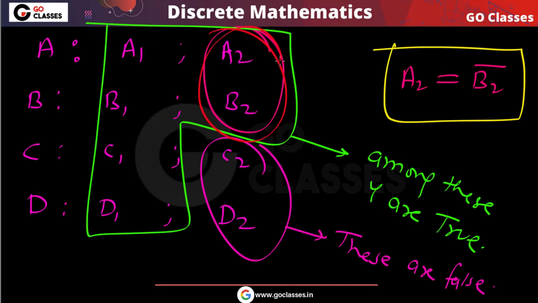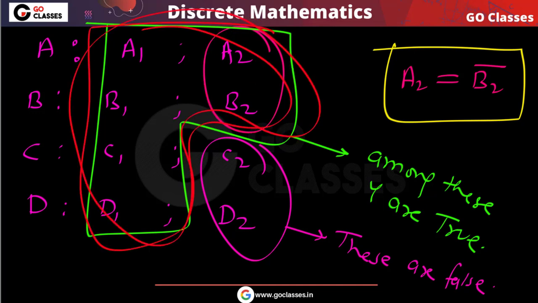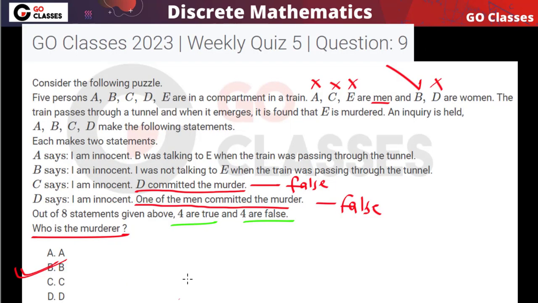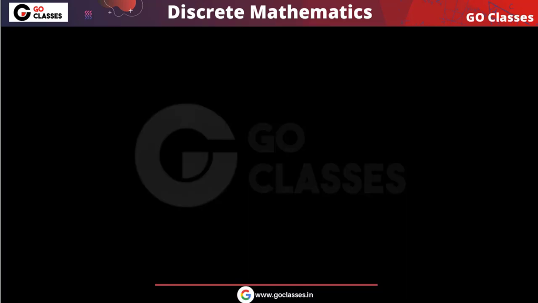And you can notice these two statements are complements of each other. A2 B2, these are complements of each other. So one of them is true. So I can say that in these statements four of them are true. So definitely I can guarantee that these two are false. C2 D2 is false. It means D did not commit the murder, and man did not commit the murder. So I can say that B is the murderer. So this is a very simple question.